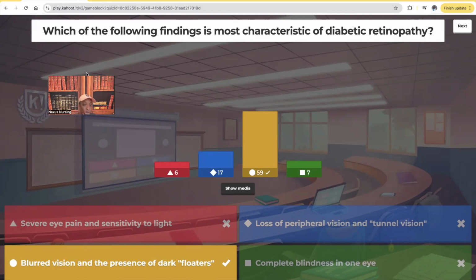Now, let's look at the other answer choices. We have severe eye pain and sensitivity to light. That's what? Acute angle glaucoma. Next, loss of peripheral vision and tunnel vision. Correct? Glaucoma. And last, complete blindness in one eye. That can be due to trauma. It can be due to infection. It can be due to any disorder that has happened long enough or is traumatic enough to the eye, right? There's not a specific disorder connected to that. Do you have to know the disorders for those other signs and symptoms that I just mentioned? Absolutely.